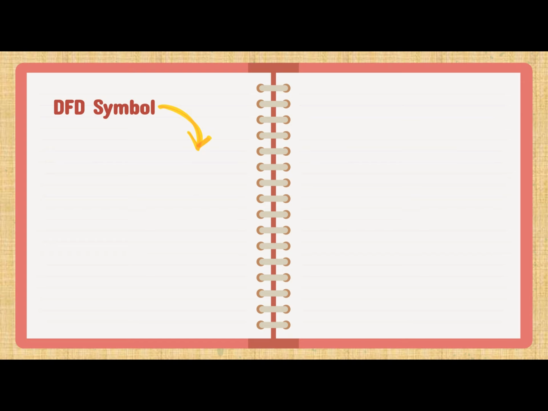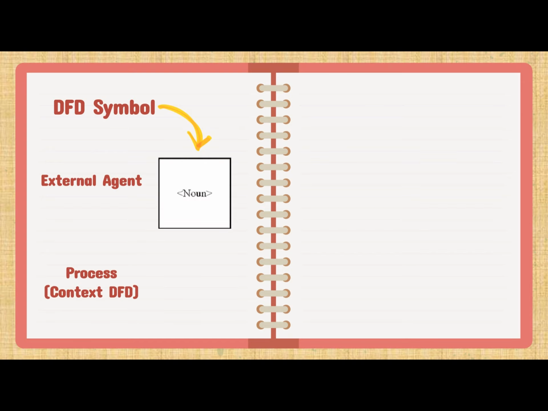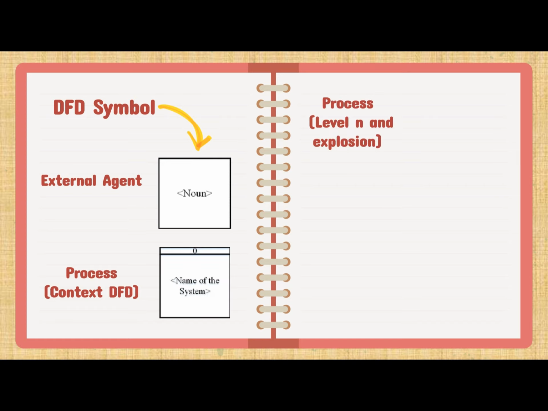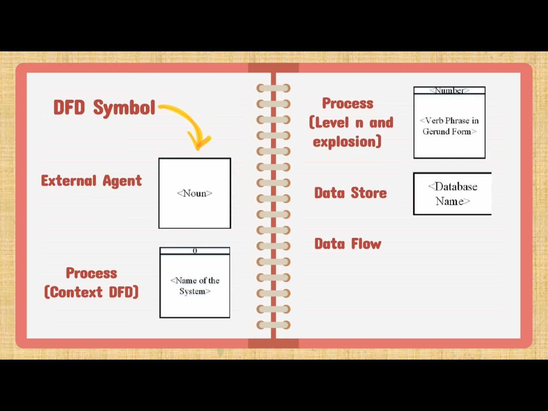The DFD symbols are: external agent, process in context DFD, process in level N and explosion, data store, data flow, and process to data store. The picture shows how the symbols of the data flow diagram are related to the entity relationship diagram and activity diagram. We are using images from Microsoft Visio, which is a tool for making diagrams.